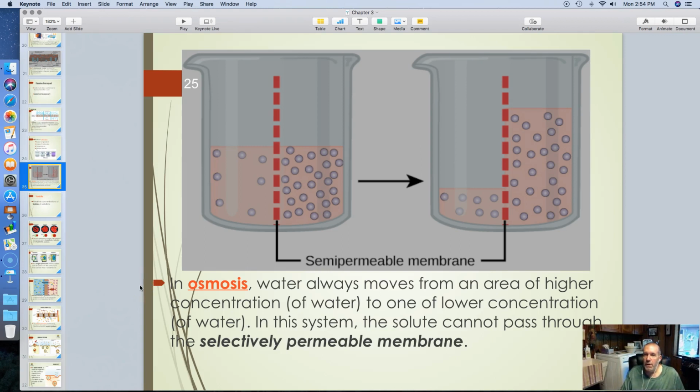So that's diffusion. Again, it's movement of water from an area of lower concentration to an area of higher concentration. And so that's how water might move through our body, through our cells, just by simple diffusion.